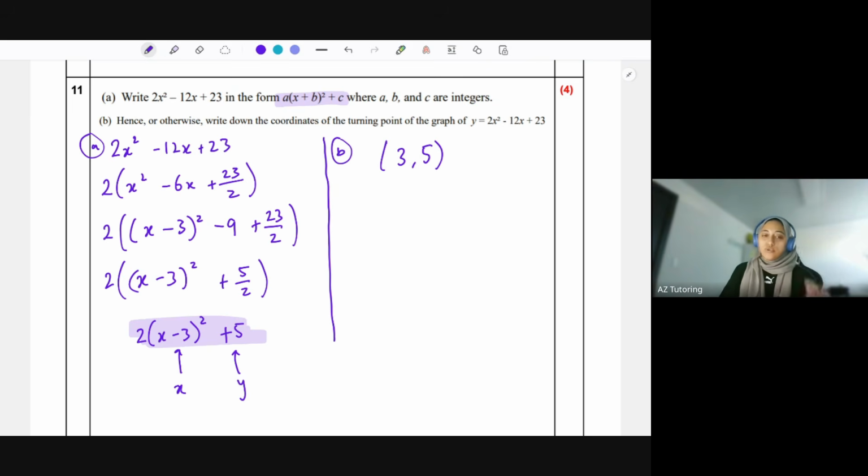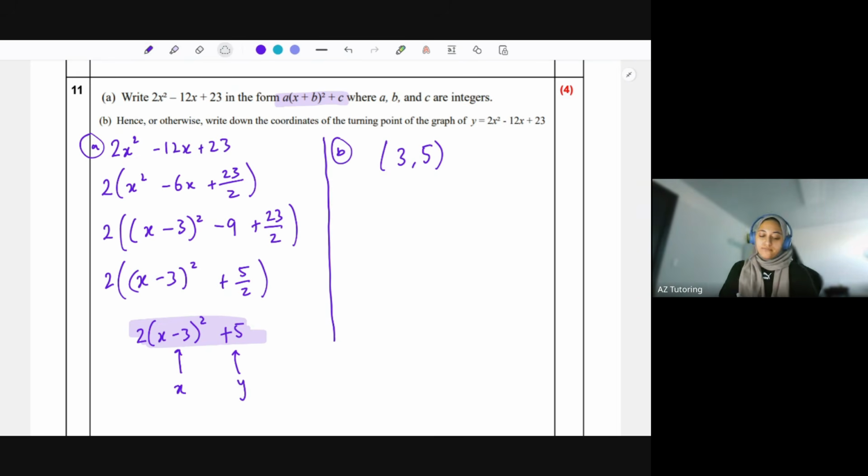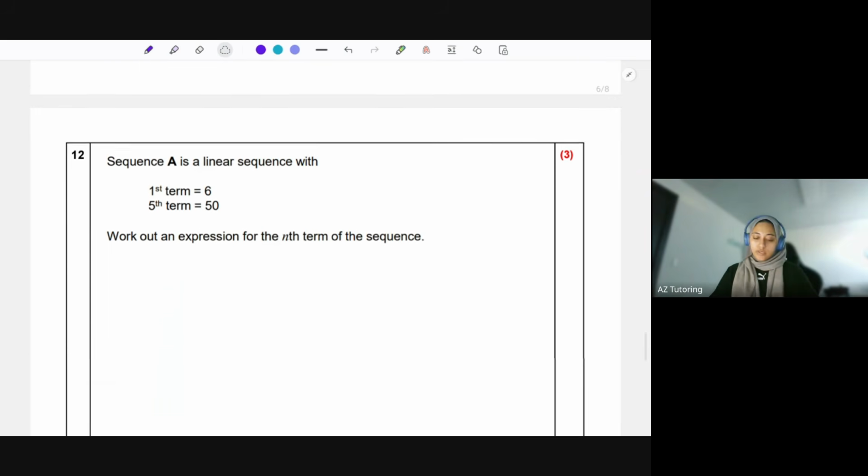So this is a U-shaped graph because it's a quadratic. It just means this turning point here is at the coordinate (3, 5). So that's for 4 marks completing the square. Let's move over to question 12.